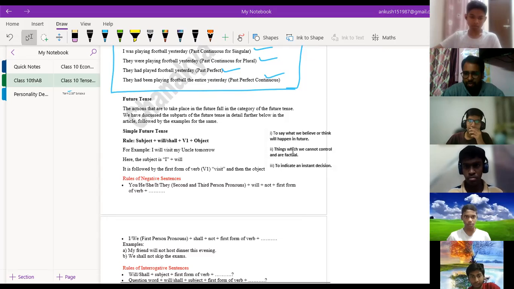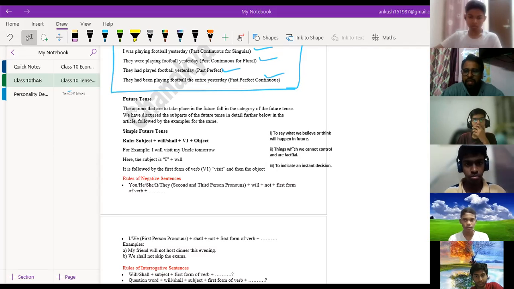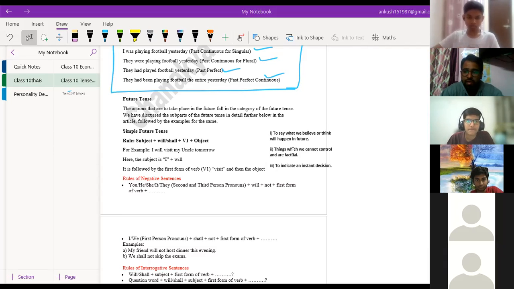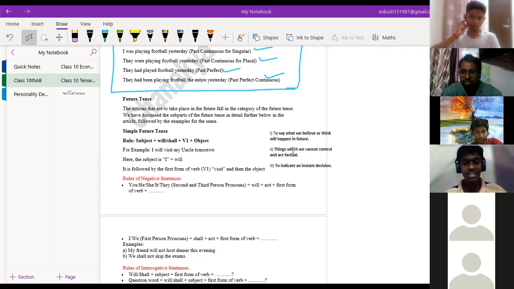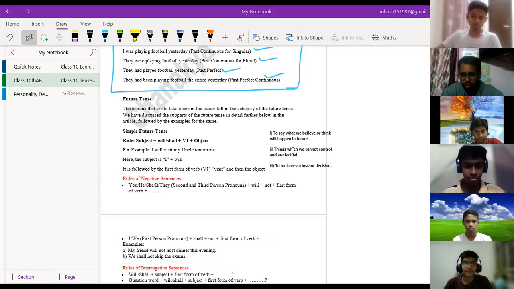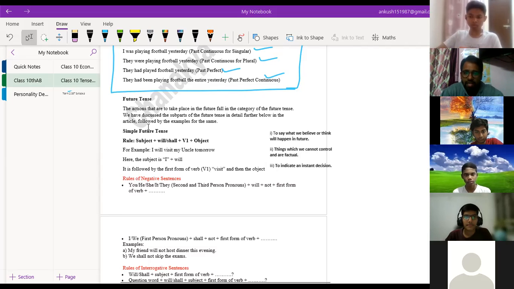Future tense. Definitely, future tense refers to the action which will take place in the future time. We don't know when, but the action would take place in the future. Certain actions which are to take place in the coming time refer to the future tense. Bhavishya kal, जिसे कहते हैं. Okay, Bhavishya kal. The actions that are to take place in the future fall in the category of future tense, meaning they will take place in the future.